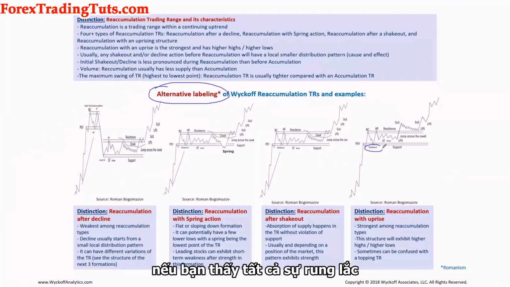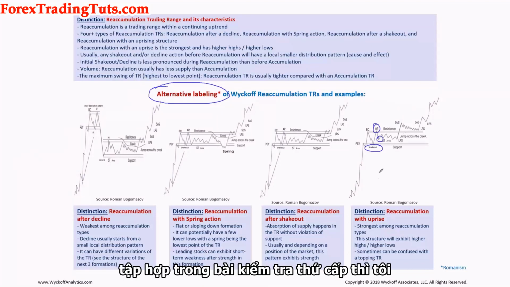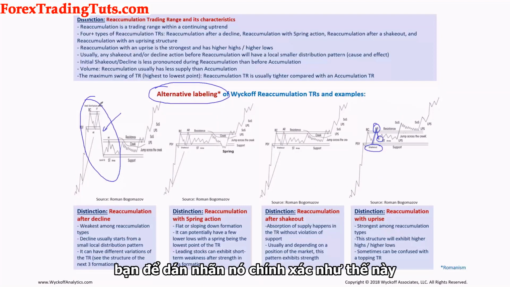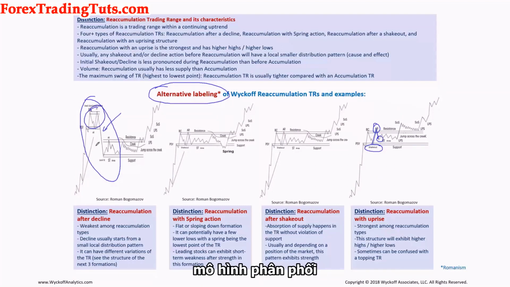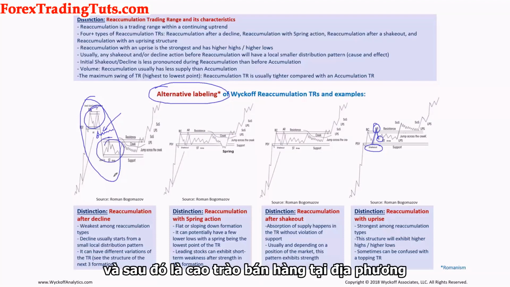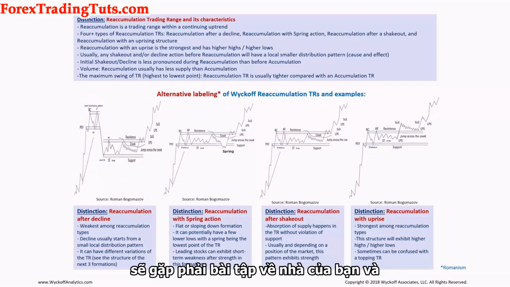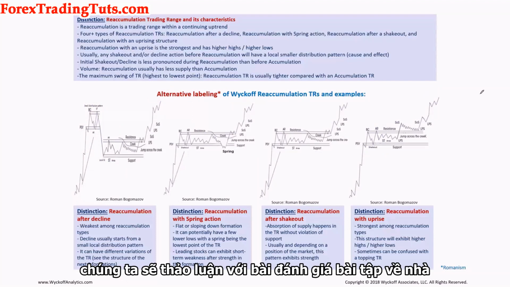If you're seeing all of the shakeout elements and elements of the automatic rally and the secondary test, then I'm actually okay if you label it like that. I'm definitely okay, and I'm going to ask you to label it exactly like this if you have a small distribution pattern, a down move, and then a local selling climax, automatic rally, and secondary test. And again, this is something that you will encounter with your homework and we'll discuss with the homework review.